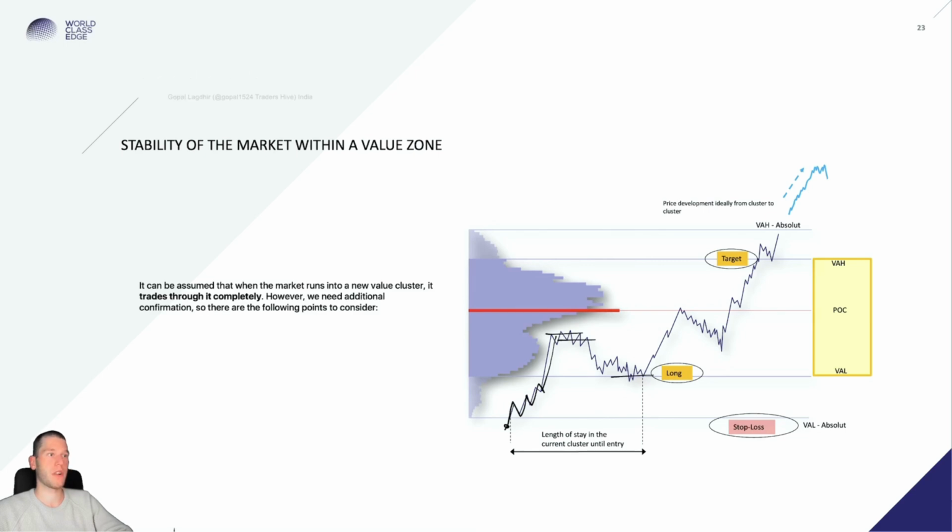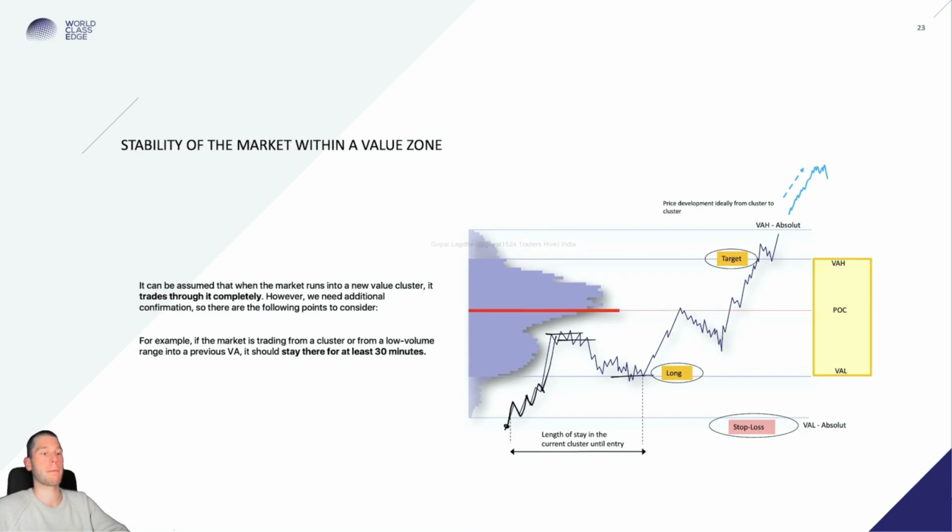But when we accept the value area and the market runs into a value area or a high volume cluster, our plan always is that it trades through the cluster completely, either from the top to the bottom or from the bottom to the top. As confirmation, you can consider that the market on a daily time frame should stay in that value area or high volume range for at least 30 minutes.